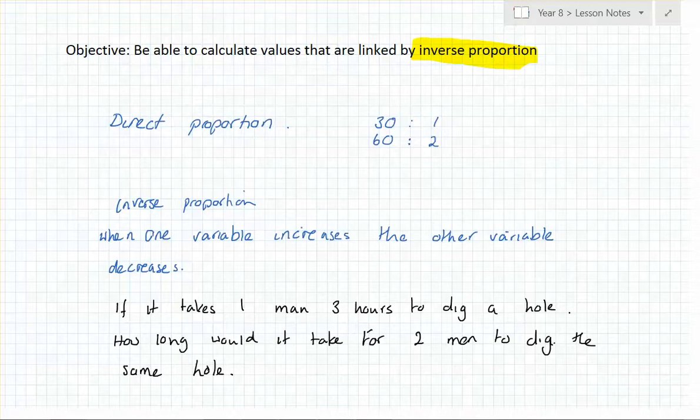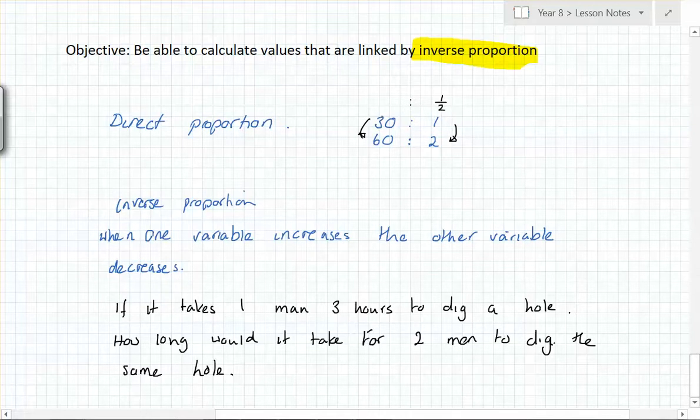Because if you reduce the number of men, what happens to the time? It increases. So just remember, this direct proportion, remember we said 60 to 2, it does increase, but it's not all about increase, because I could go, well, how long does it take you to have half a piece of toast? 15 minutes. So direct proportion is just about the same thing happening to both numbers, but inverse proportion is the opposite. So if one increases, the other decreases. If one decreases, the other increases.